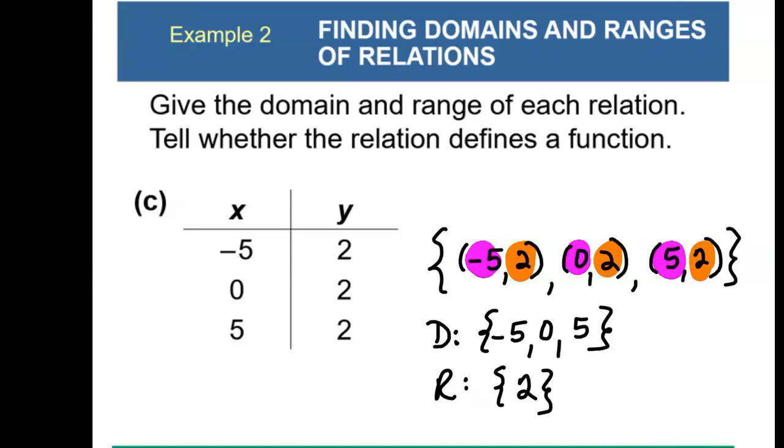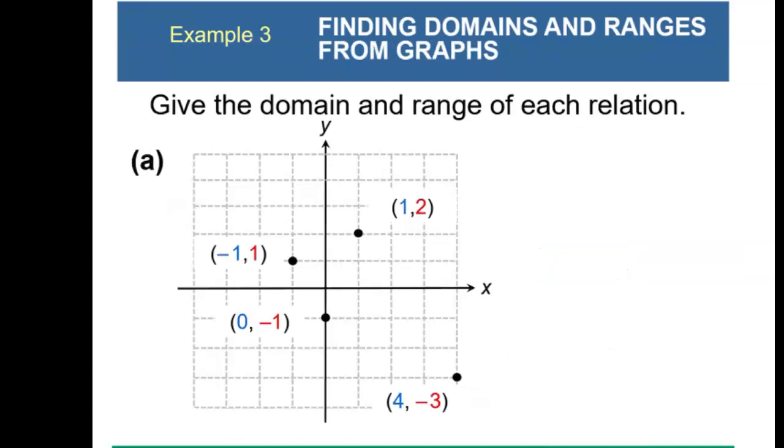Okay, and now let's talk about a third way to represent functions and relations, and that is given a graph. Sometimes a graph contains just ordered pairs, and they are not connected in any way. They're just a discrete set of ordered pairs. In that case, we represent our relation here as a set of ordered pairs: (-1, 1), (0, -1), (4, -3), and finally (1, 2).